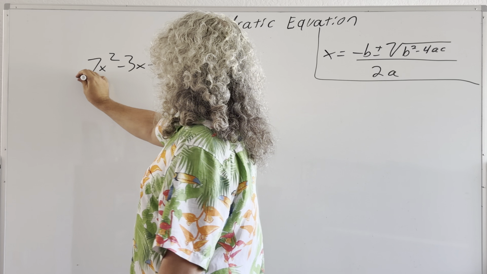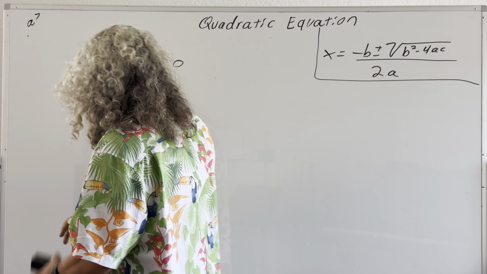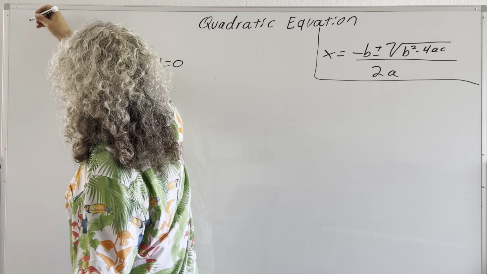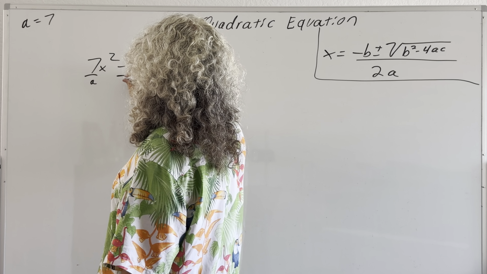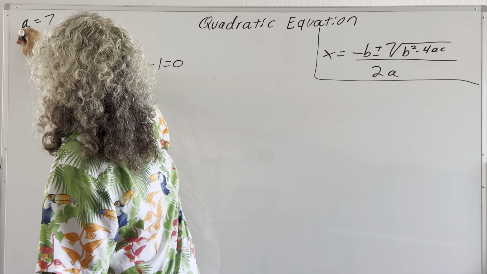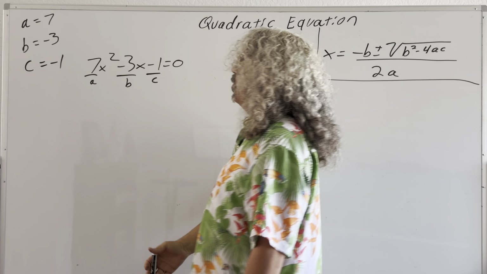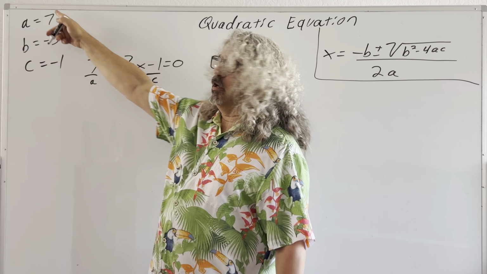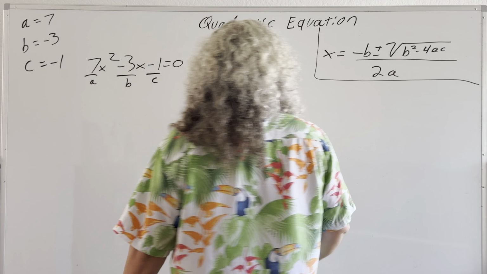So what's my A? My A is 7. I wrote 8 to the 7th, sorry there. My A will equal 7. That's your A. Here's my B. Now be very careful. You have to use the sign too. My B is going to be -3, and my C is the number floating out here, so my C is going to be -1. So when I do the quadratic equation, I'm going to go back to that, and I'm going to use these as my A, B, C. So let's do it, okay?